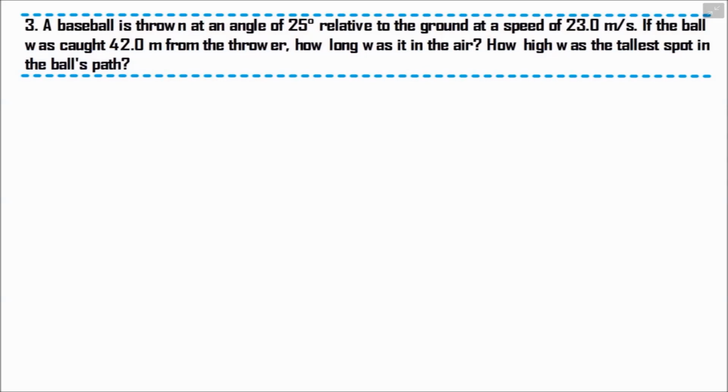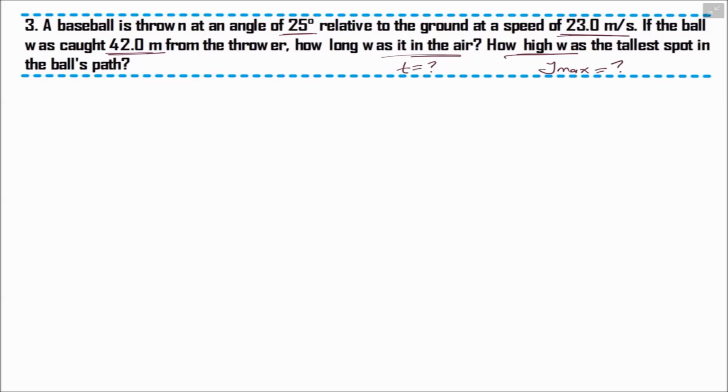Hello, welcome everyone. In this question, it says a baseball is thrown at an angle of 25 degrees relative to the ground at a speed of 23 meters per second. If the ball was caught 42 meters from the thrower, how long was it in the air? So it's asking what's the time and how high was the tallest spot in the path. So it's asking also what is the y max, maximum height, it means.